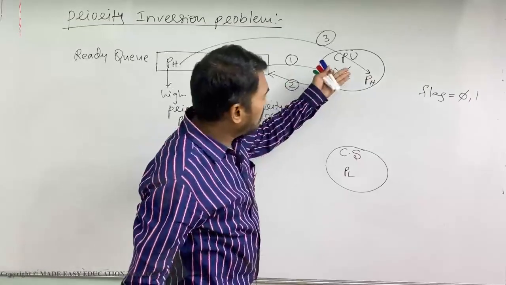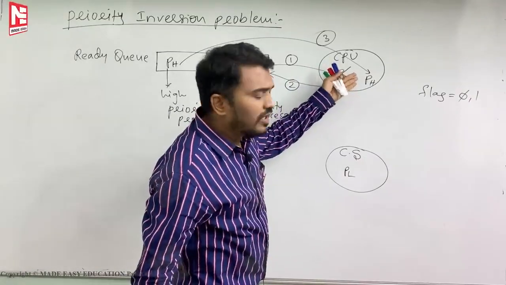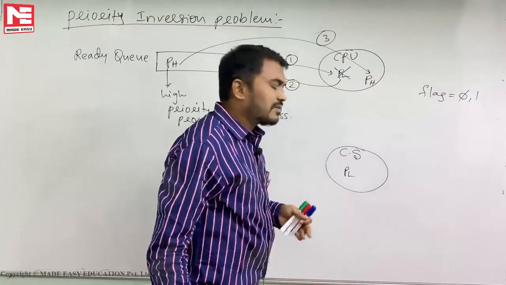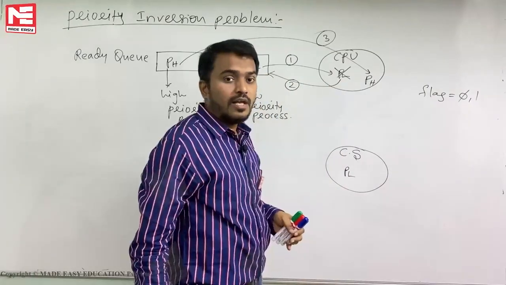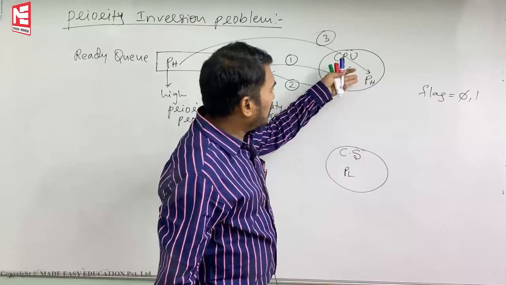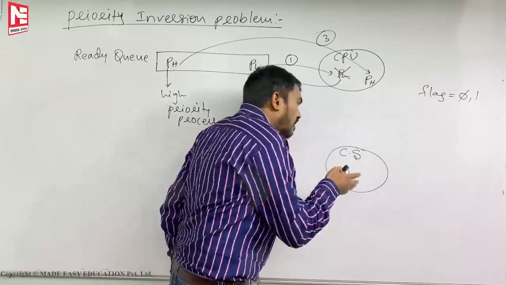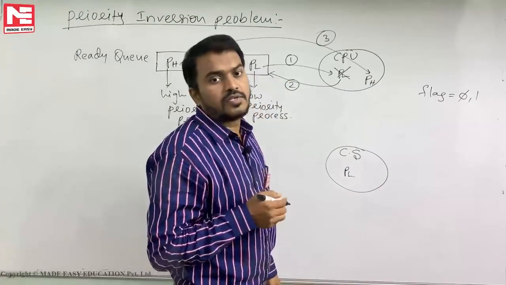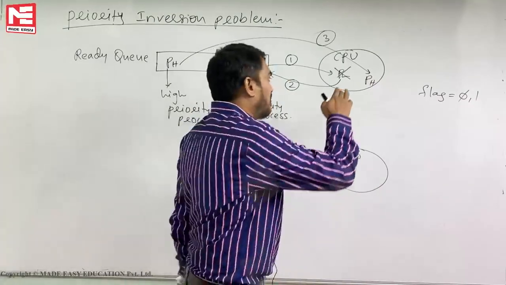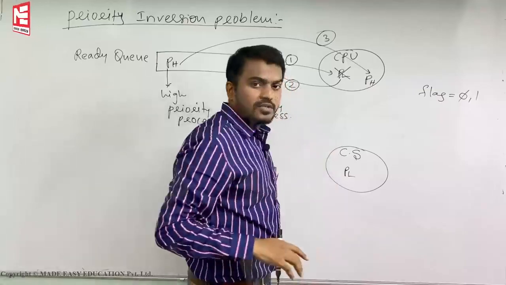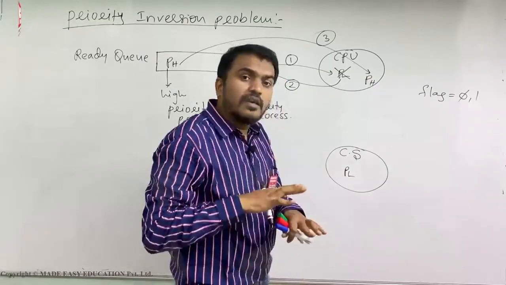And even though you schedule the high priority process onto the CPU, it cannot enter into the critical section. Now the high priority process is not able to enter into the critical section and the low priority process is not able to complete the critical section.